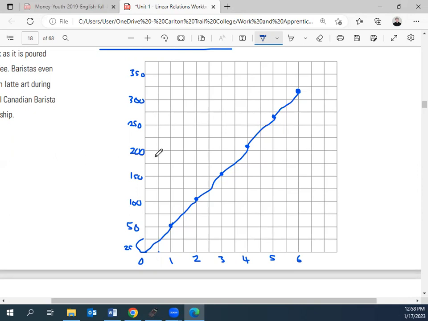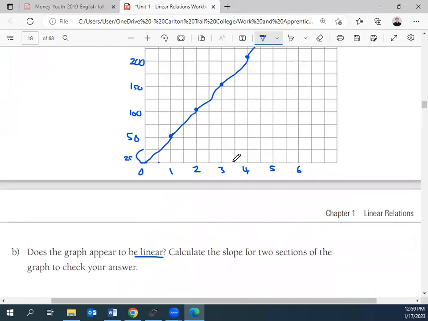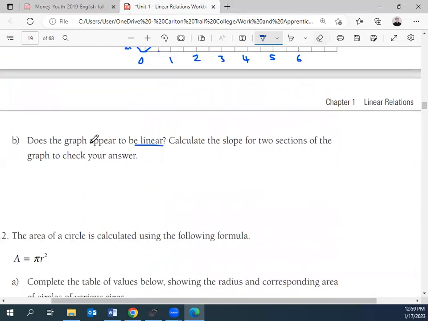So when you have your line there, does that look like a straight line? Don't look at mine, look at yours. Does your line look like a straight line? It kind of does, right? It does look like a straight line. And so when we check to see if our graph appears to be linear, yes, it does appear to be linear, but we don't know for sure. From now on, we're never going to know for absolute certain.